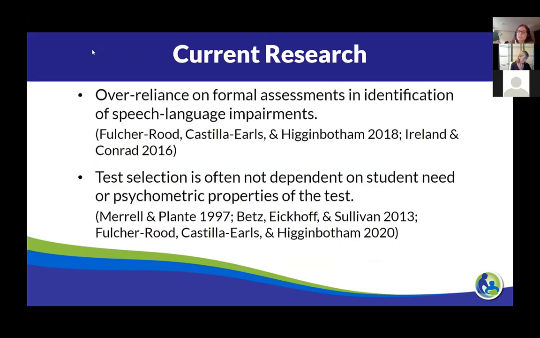So, and this is just, again, talking more about the limitations of norm reference tests. There's an over-reliance on formal assessments in identification of speech language impairments. There's a lot of recent research on that topic, and test selections are often not dependent on student needs or the psychometric properties of the test. So we need to be critical consumers of the tests that we administer. And in the area of fluency, I think that it's easier for us to make sure that what the test is assessing is what we want to look at.